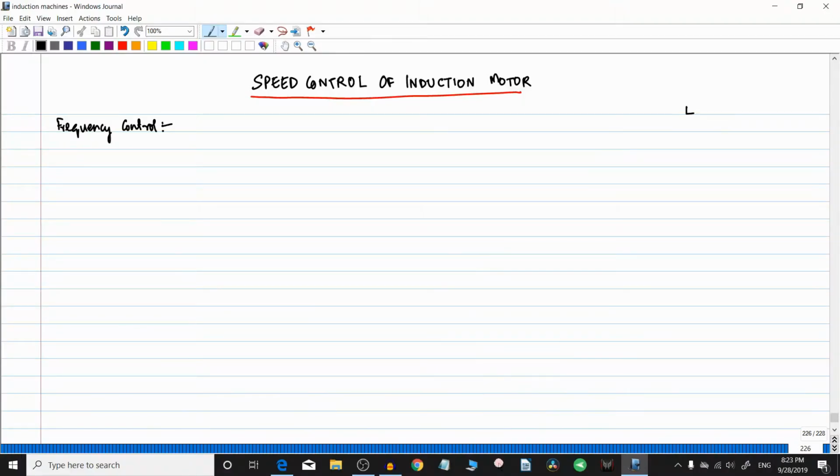Hello friends. So in the previous couple of videos, we have seen the voltage control method of speed control of induction motor, which is actually a stator side method of control. Today we will see another stator side method of control, which is called the frequency control of the induction motor. So we are going to control the speed of the induction motor by varying the frequency.